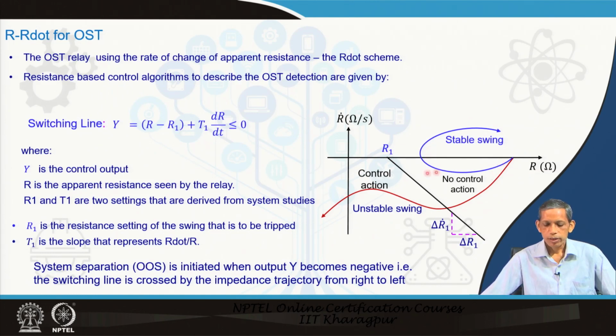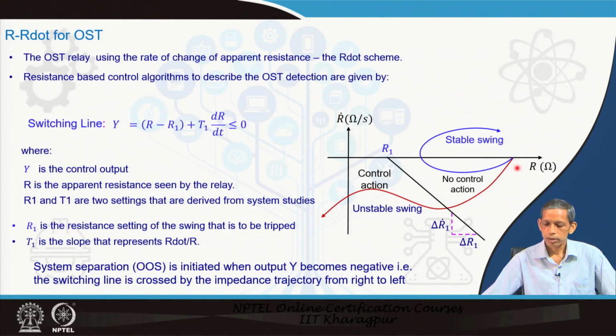So, what happens here is the control output for this equation. Continuously you can find dR/dt from the real part of the impedance, and R1 is a setting value, T1 is a setting value. Then we can compute this y. When y becomes negative in this zone, the system is declared as unstable.